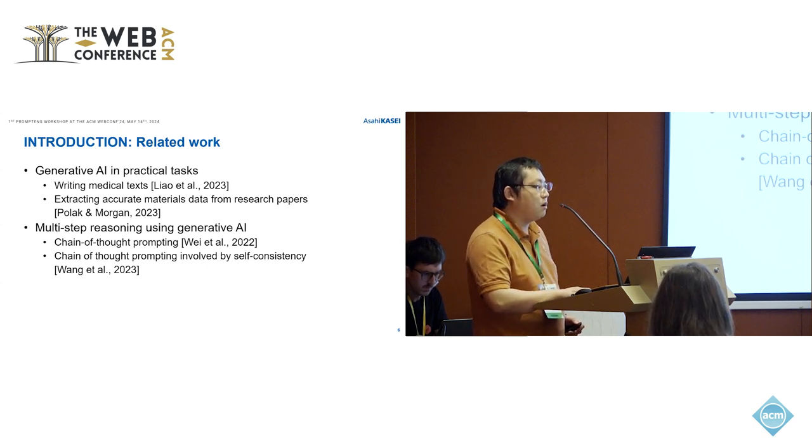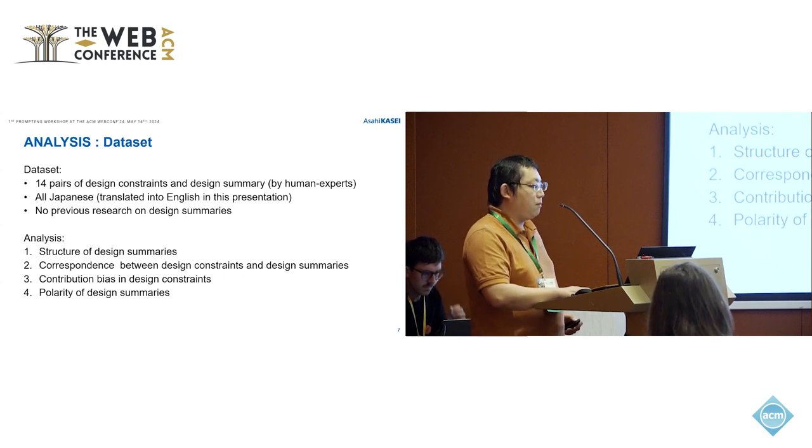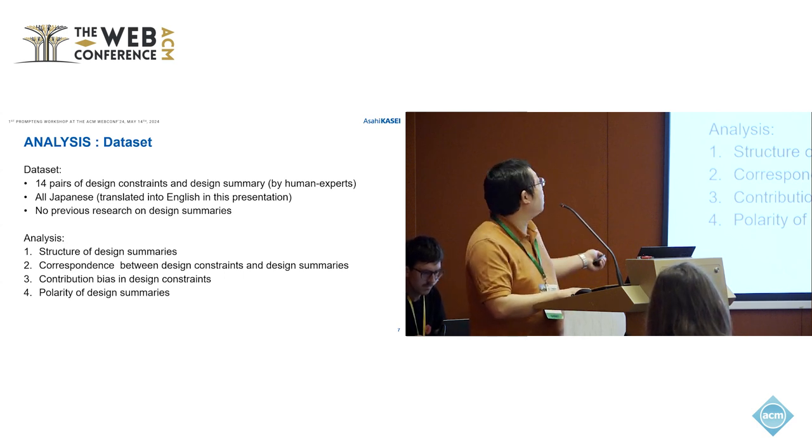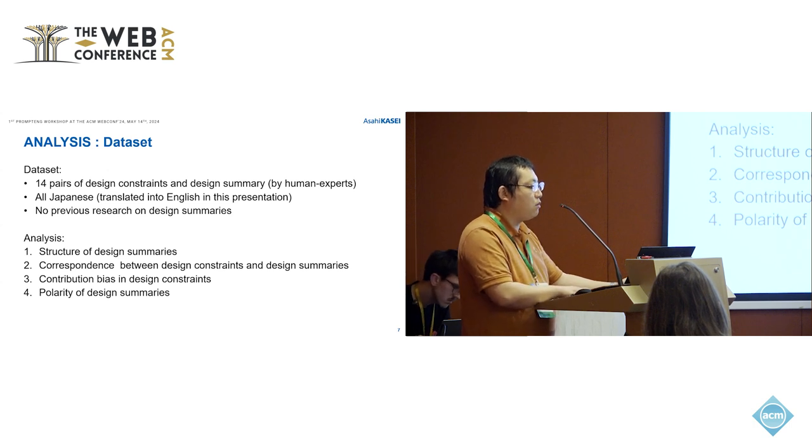Next, I'd like to talk about analysis. The dataset consists of 14 pairs of design constraints and summaries created by human experts. All of them are written in Japanese, so it's important to note that all the following prompts and examples are translated from Japanese to English. As far as I can tell, there's no previous work on the design summary, so it is necessary to start by analyzing the dataset.